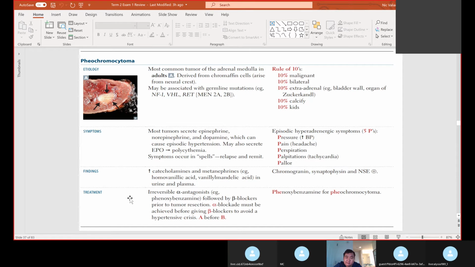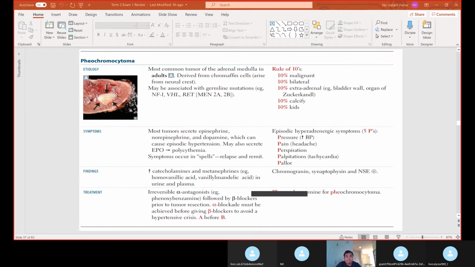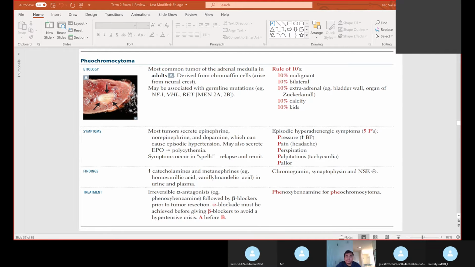What is that? What are we going to give? A reversible alpha antagonist from term 1. Will you give me the name of the drug? Hello?